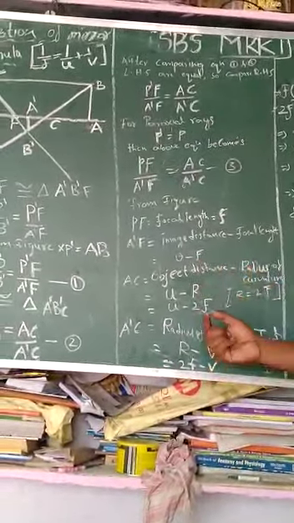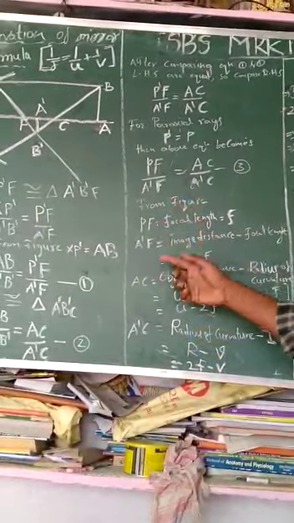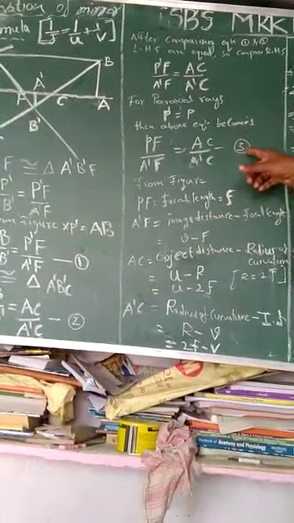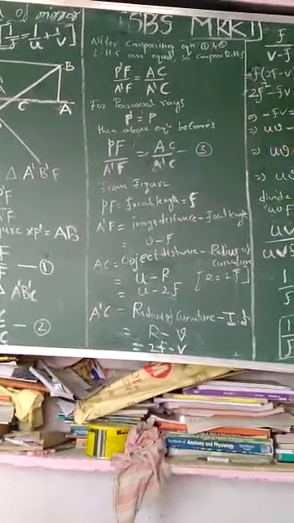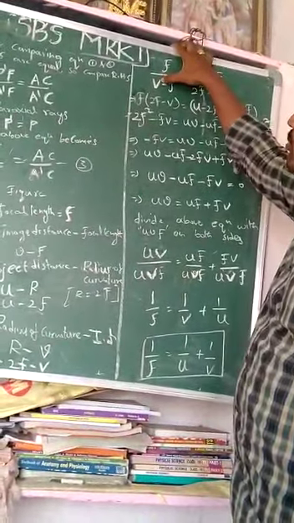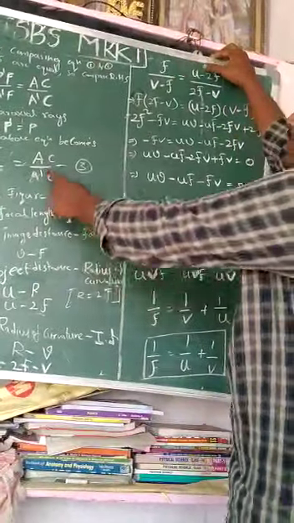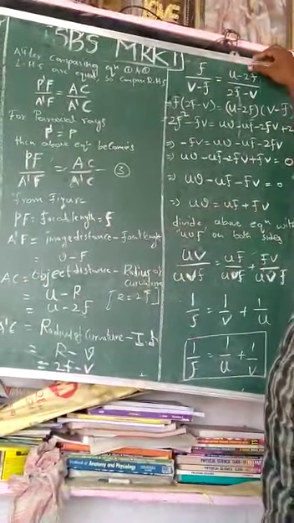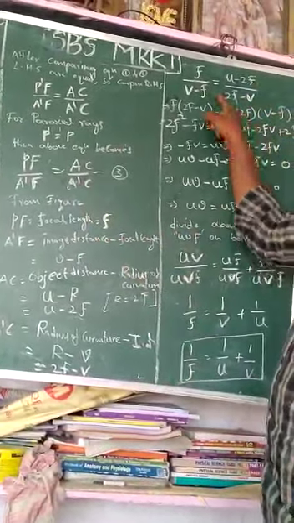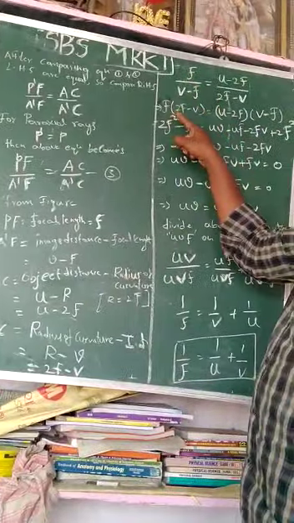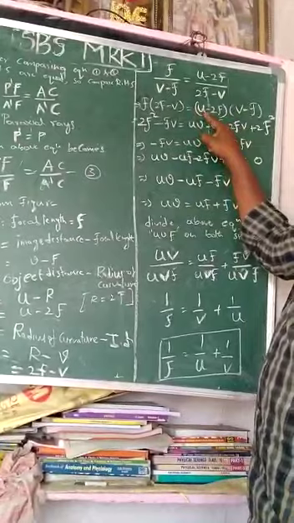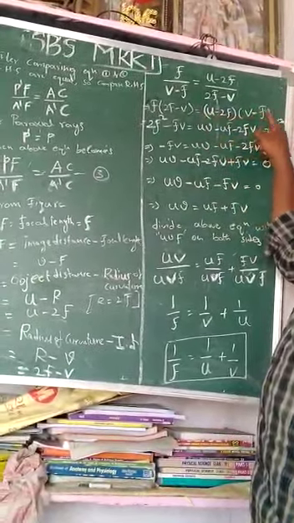So after obtaining all these values, PF value, A dash F value, AC value, A dash C value, substitute these values in equation 3. Then equation 3 becomes PF equals f, A dash F becomes v minus f, equals AC equals u minus 2f, by A dash C equals 2f minus v. So after cross multiplication, f into 2f minus v equals u minus 2f into v minus f.